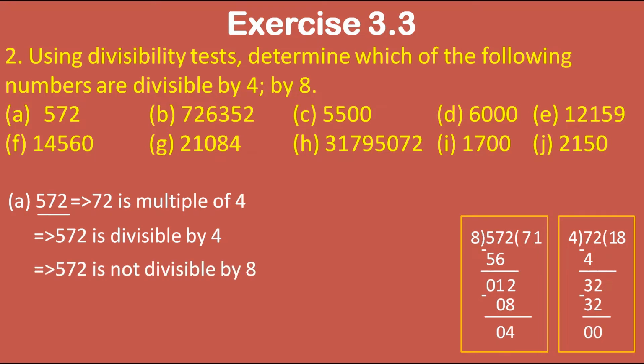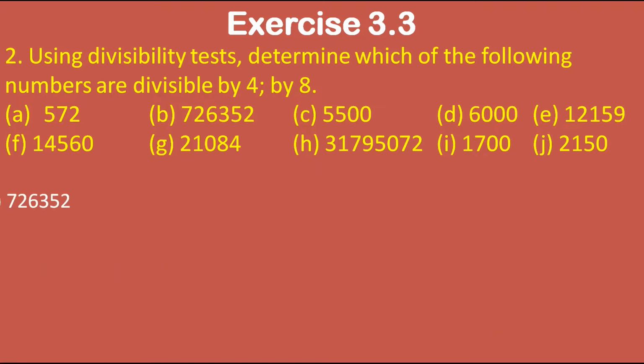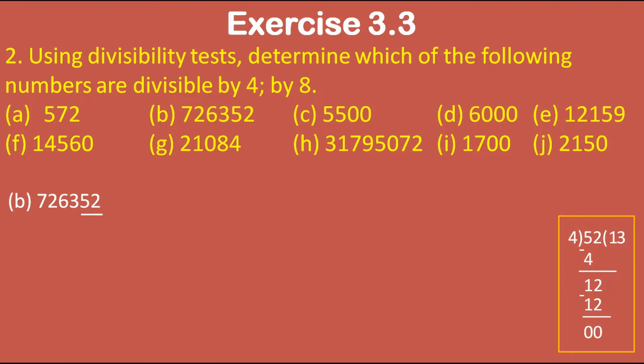Now, let's move to the second number, that is 726,352. As per the rule of divisibility by 4, we have to check the last two digits, and that is 52. Let's divide 52 by 4. 4 ones are 4. 5 minus 4 gives 1. 2 came down. 4 threes are 12. As we are getting 0 as the remainder, 52 is a multiple of 4. Therefore, the number is divisible by 4.